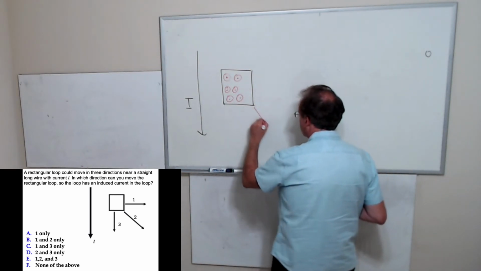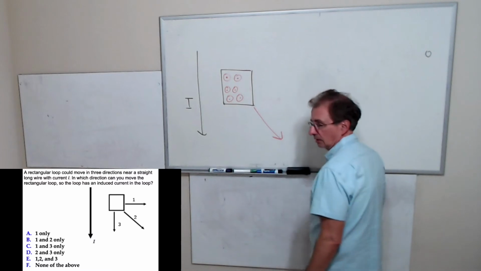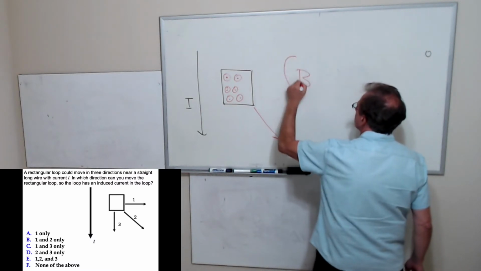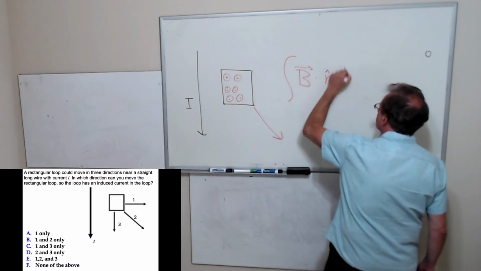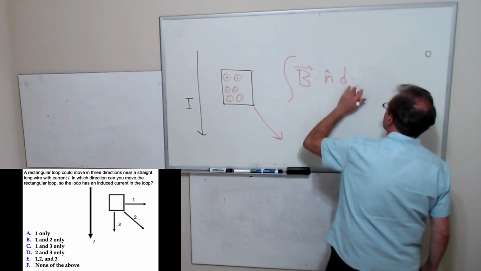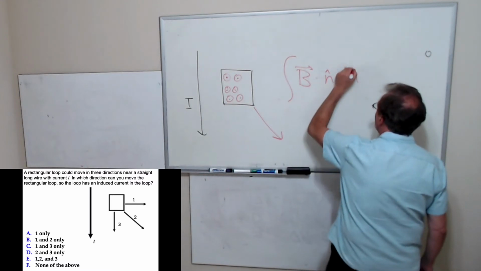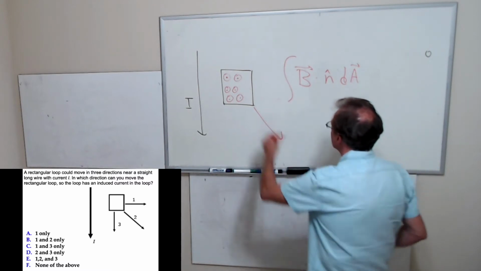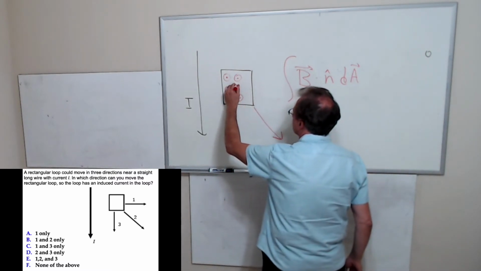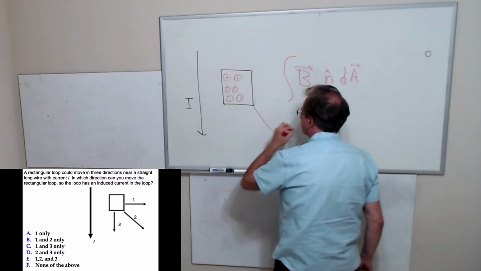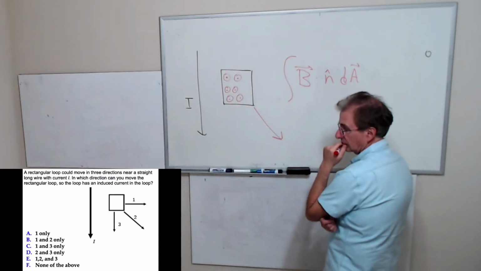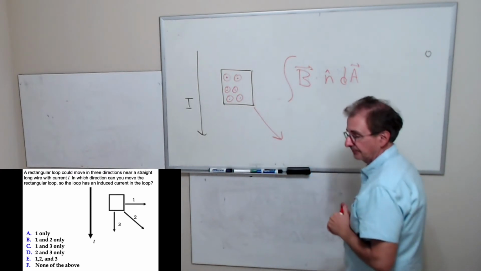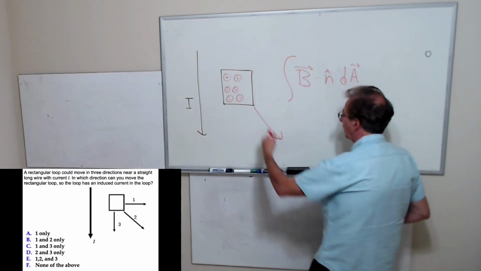What if I move it this way? Which would be choice 2. Remember, this is the integral of B dot n dA. We want to take a look at this. Well, there's a component. Well, the normal to the loop is this way. Right? This thing is moving in this direction. There's a component of the velocity vector that's that way.